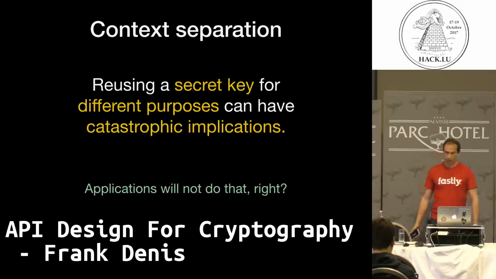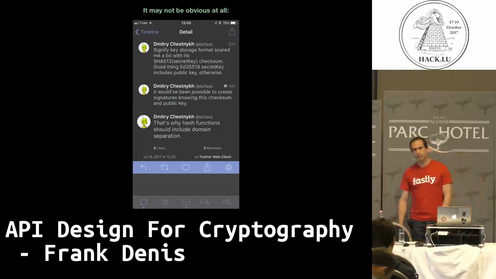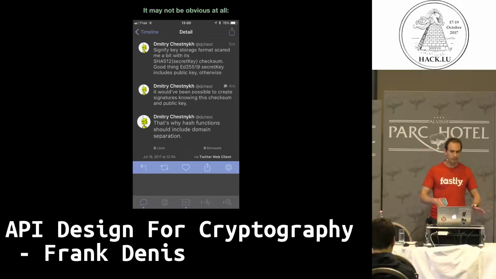Context separation. So in crypto, you're not supposed to use a key for different things. If you do, bad things can happen. And sometimes it's really not obvious that you actually do it. In OpenBSD, there is a tool called Signify. Signify is used to sign all the packages and the operating system itself. And on a signing machine, Signify stores a hash of the secret key in clear text, which is totally fine, because given the hash, you can't find what the secret key is.